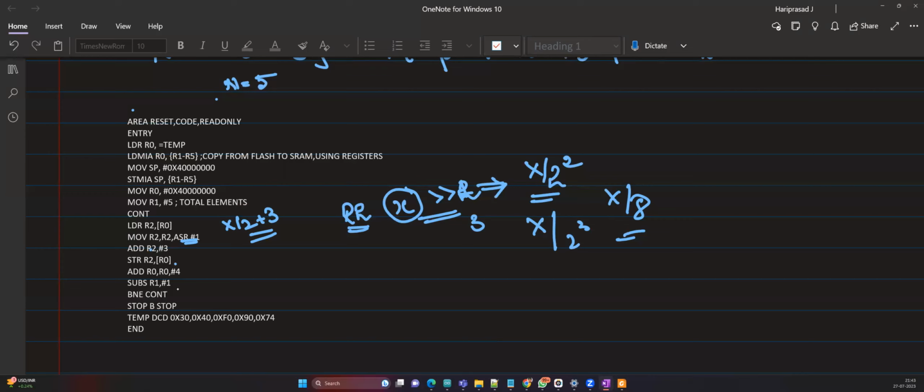Here, if you see, STR is store R2 with R0. That means whatever the value is in R2, that is the result, I'm storing in R0. And this R0 pointer I keep incrementing by 4. Initially R0 might be 1, so next 4, 8. Like this it will be happening.